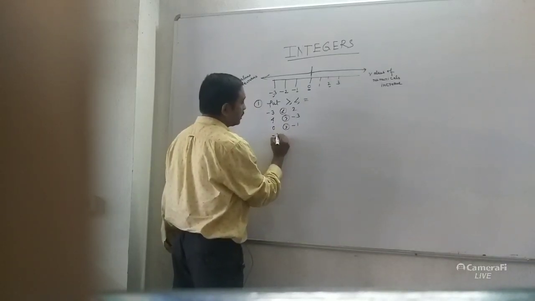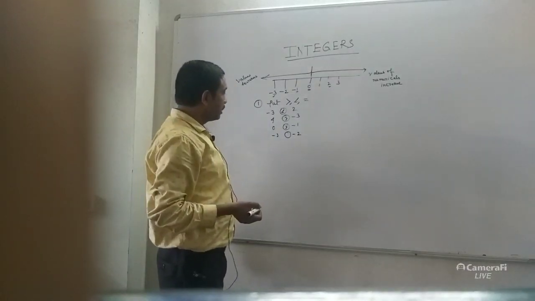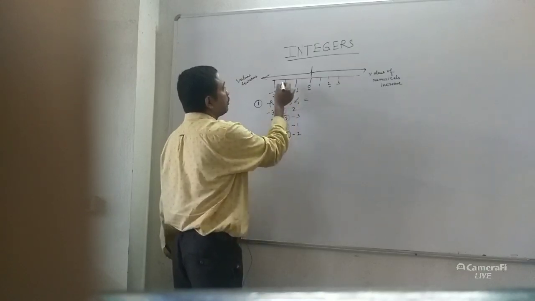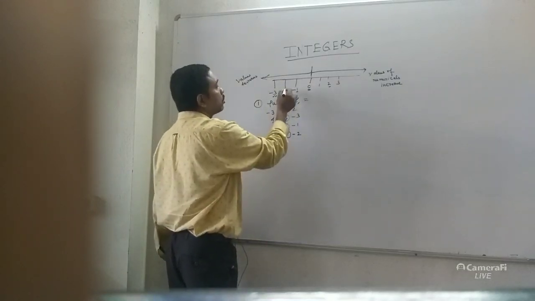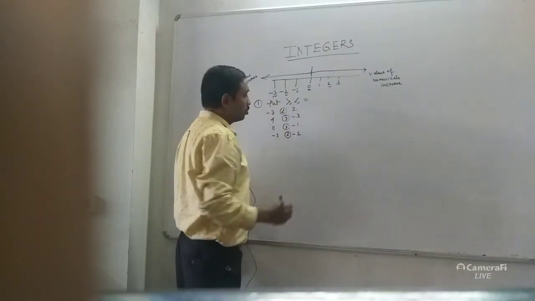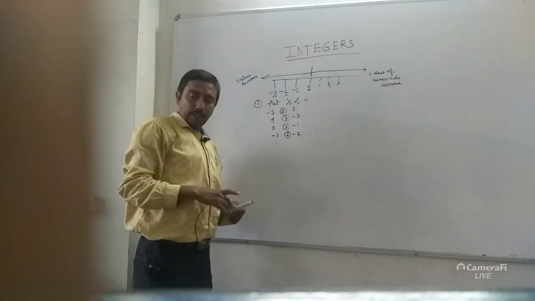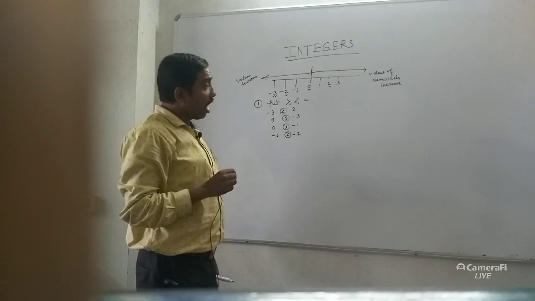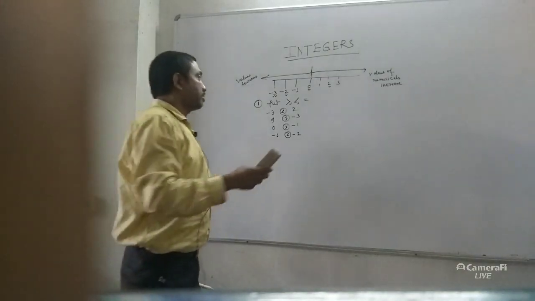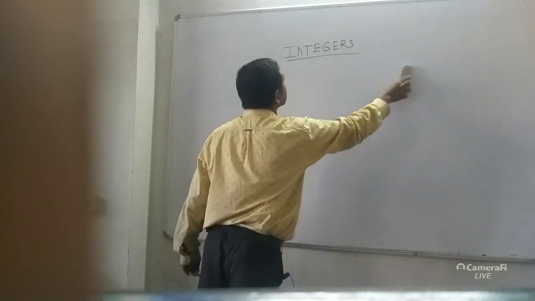If minus 3 and minus 2 are given, how do you compare these two integers? Look at the position of minus 3 here and minus 2 here. Whenever you go in this direction the value decreases. So minus 2 is always greater than minus 3. So minus 3 is always less than minus 2. In this way you can compare integers. Very important: the number line gives you the idea of how to compare numbers. The number line is a very important concept of integers, and it shows every characteristic of integers.